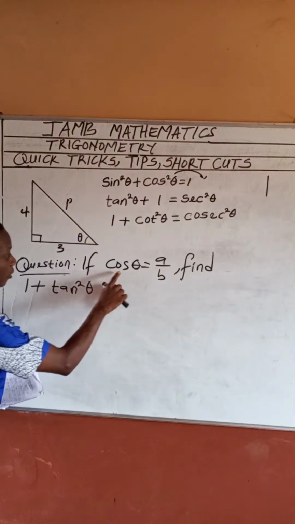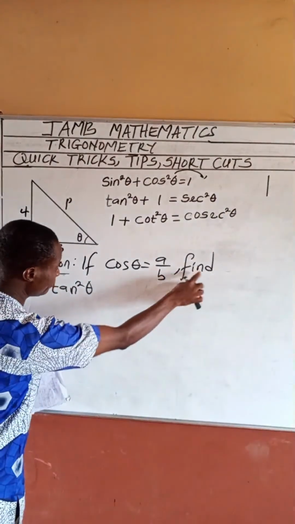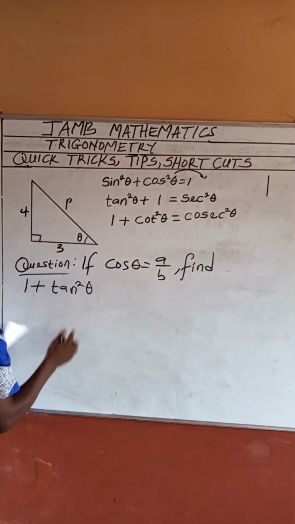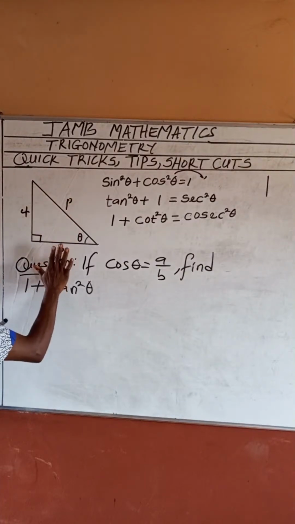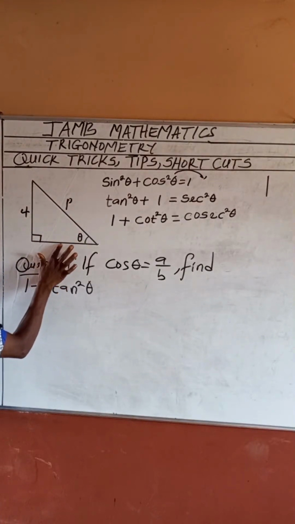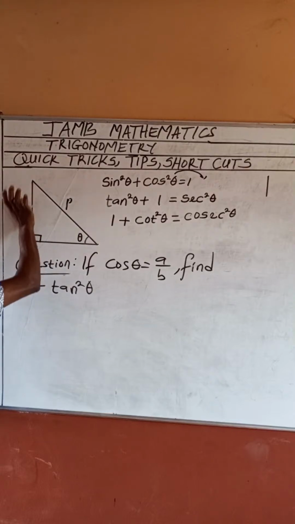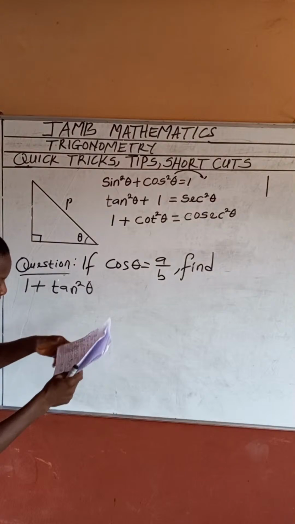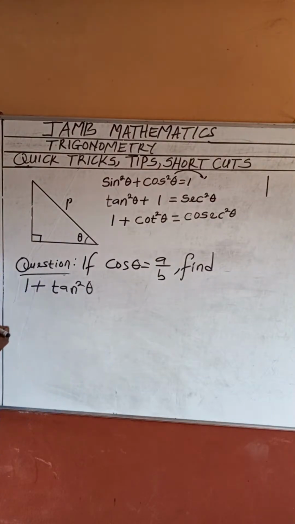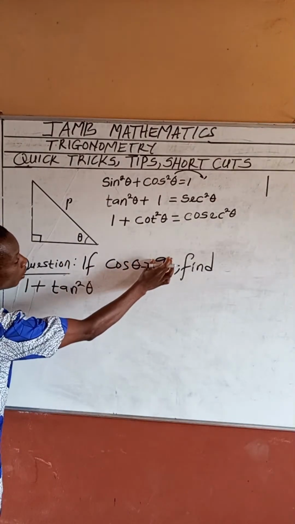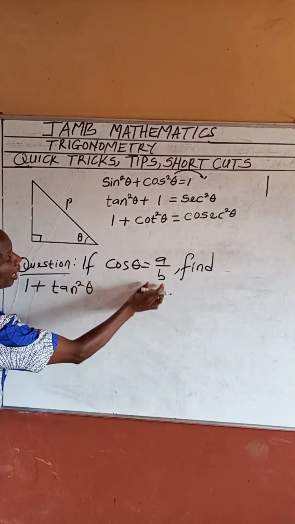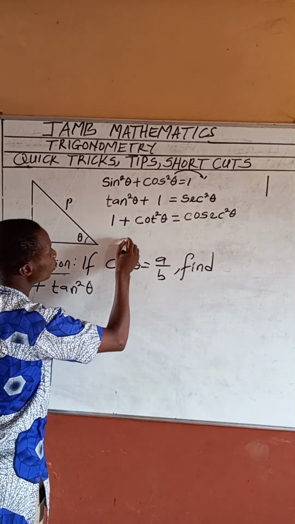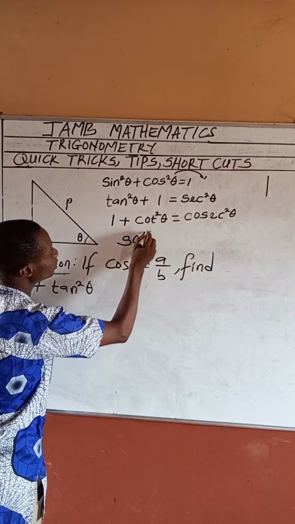This is: if cos theta is A over B, find 1 plus tan squared theta. So we are going to use this. I left this because I know we'll keep using it. So A over B. So what's A? Cos is adjacent over hypotenuse. I'm sure you know where we got it from, SOHCAHTOA.